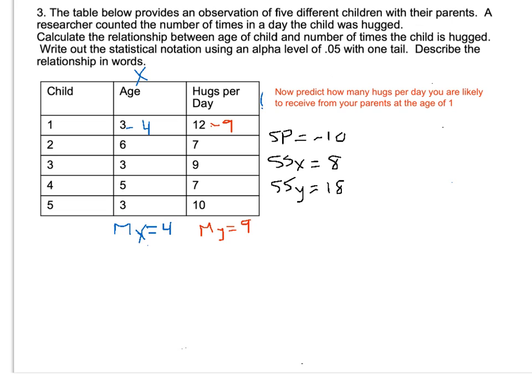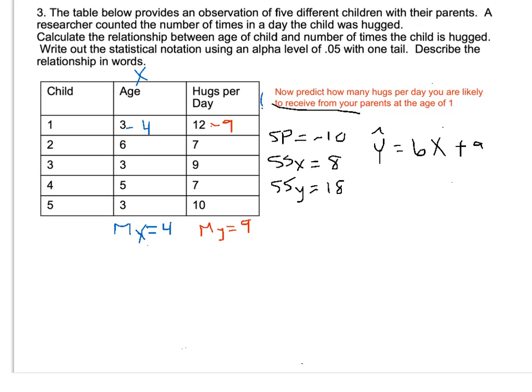The next part of this question asks, now predict how many hugs per day you are likely to receive from your parents at the age of 1. So here it's asking us to predict, so we know we're going to have to use our regression equation, which is y hat equals b times x plus a. And so what I did here is I brought again our mx and our my and our SP, SSX, SSY that we had previously calculated.